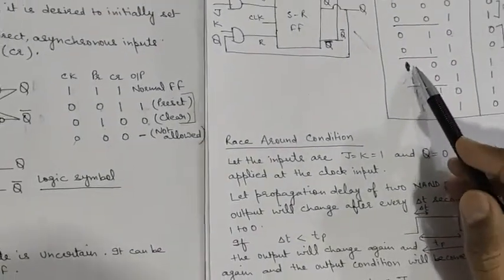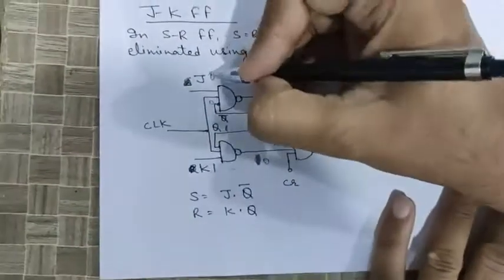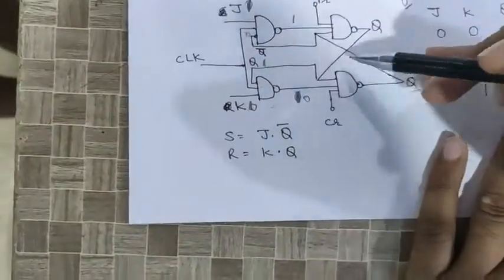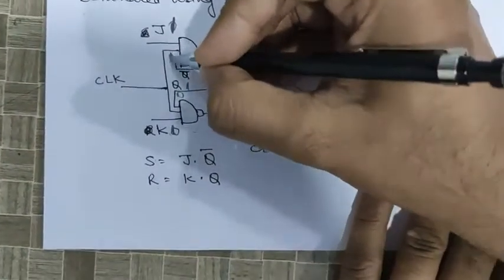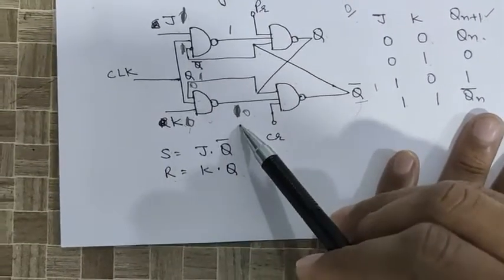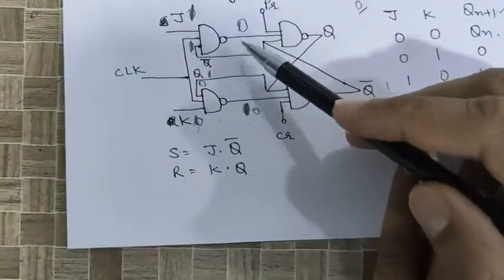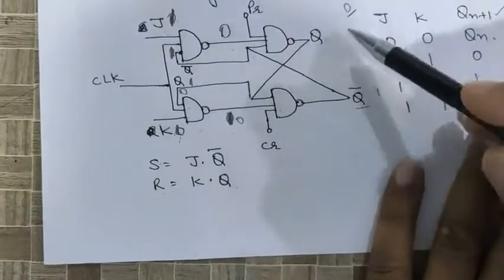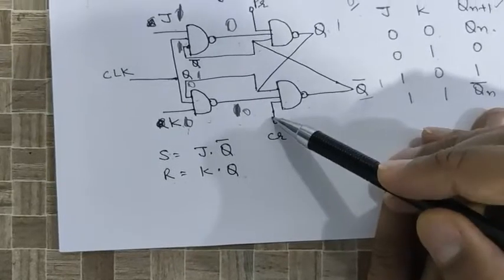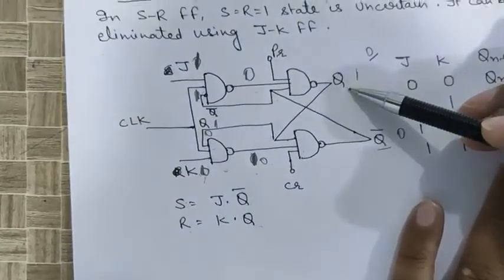Now I am considering the third case, that is inputs are 1 0, Qn is 0. So here the input J is 1, K is 0 and Qn is 0. Because Qn is 0, this factor will be 0 and Q bar will be 1. So here all the two inputs are 1, and all the three inputs are 1, so the output will be 0 here. Now because one of the inputs is 0 for the NAND gate, the output will be 1, and this is 1, so all the three inputs will be 1, so the output will be 0 here.